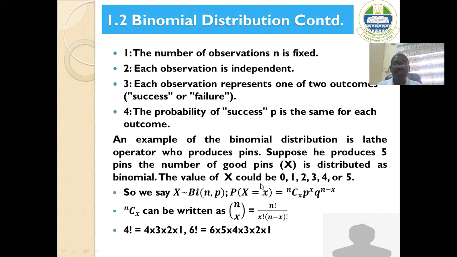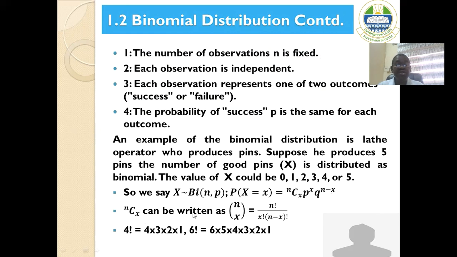Now, since x can be 0, 1, 2, 3, 4, what is the probability that x is 0, x is 1, x is 2? We find it using the binomial function, which is n combination x, p to the power x, q to the power n minus x.